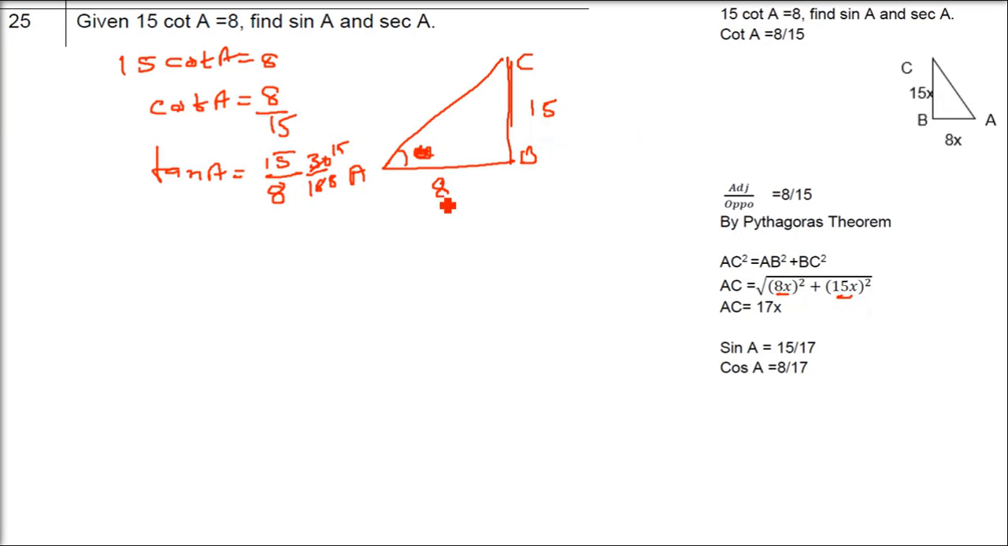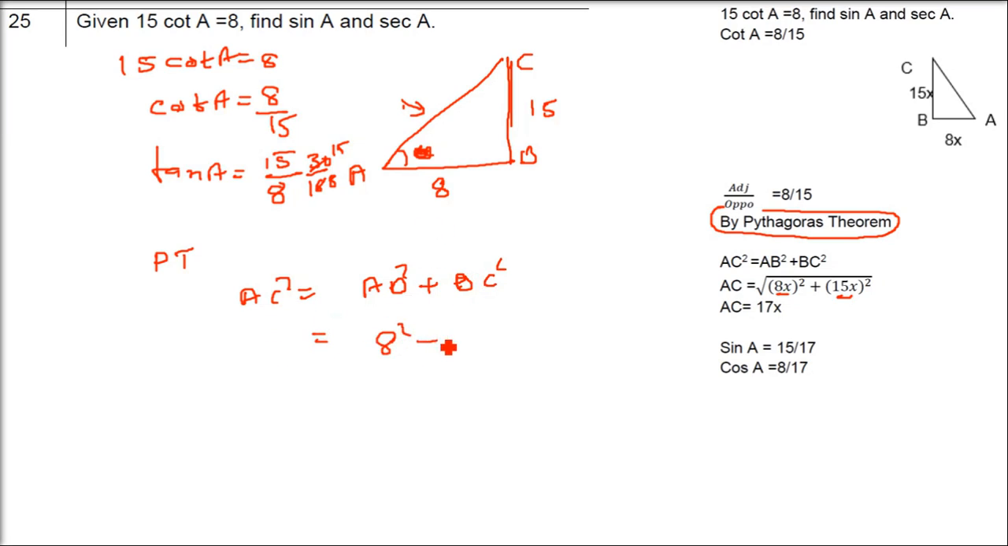Now we'll use the Pythagoras theorem, with 15 and 8. We know how to find the third side. We'll apply the Pythagoras theorem. You have to write like this: by Pythagoras theorem, AC square equals AB square plus BC square.